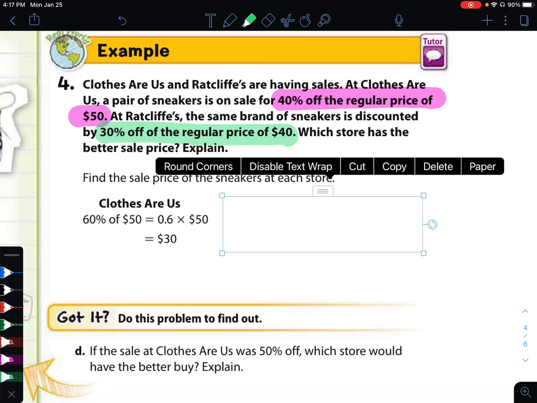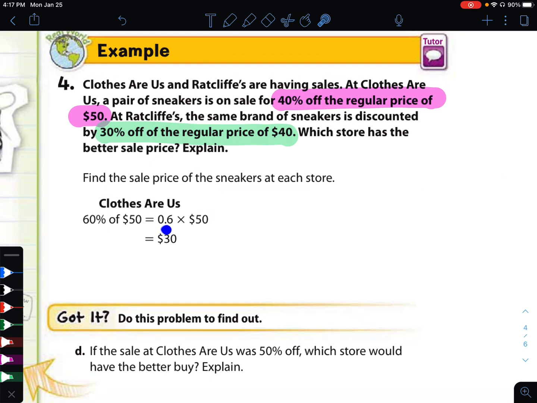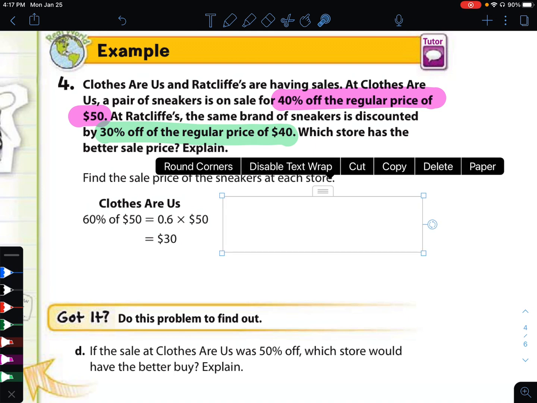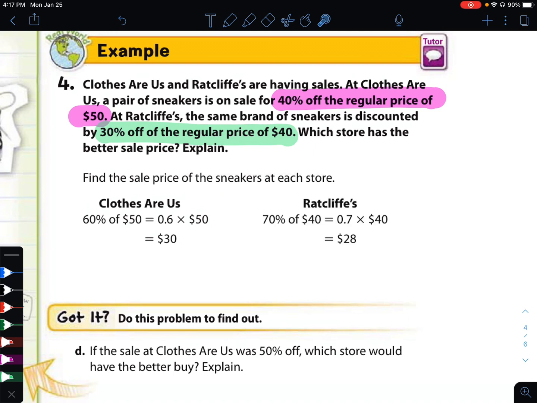60% of $50. So we get 0.6, which is the decimal of 60%. Multiply that by $50. You get the value of $30. That's at Clothes R Us. For Ratcliffe's, since it's 70% of $40. Now again, where are we getting 60%? 100 minus 40 is 60. And for the 70, 100 minus 30 is 70.